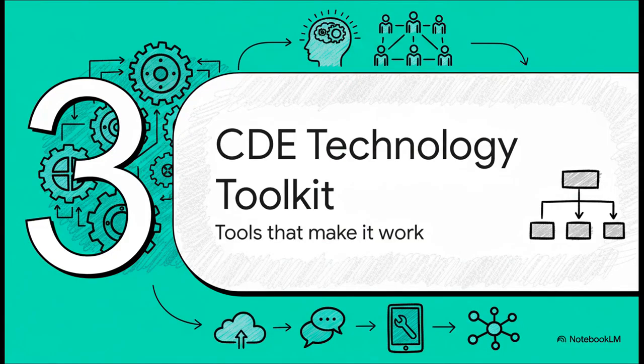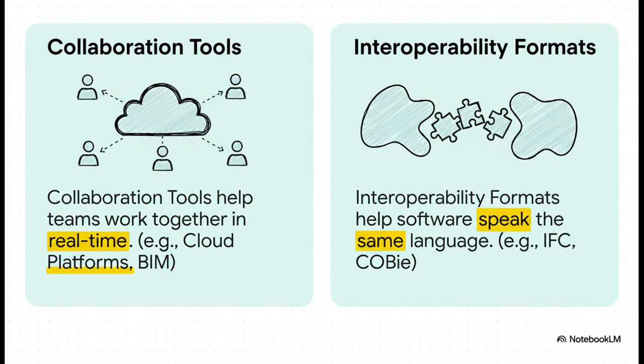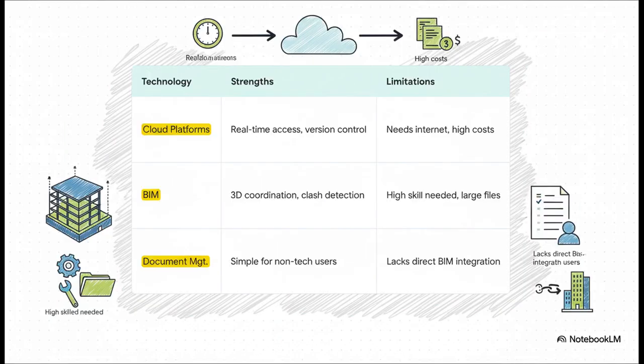Okay, so a CDE isn't just one piece of software you go out and buy. It's really an ecosystem of technologies all working together. We can basically break these down into two main categories that are absolutely essential for making the whole thing happen. Think of it this way. On one hand, you need the actual platforms for people to work together. Those are the collaboration tools. But on the other hand, you need a shared language so their software can work together. And those are the interoperability formats. You really can't have one without the other. They're both totally critical.